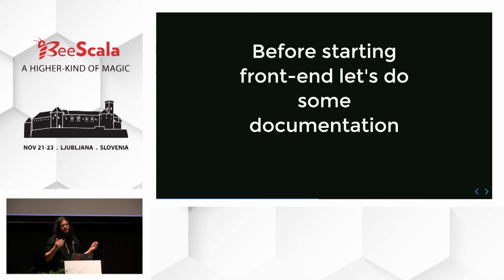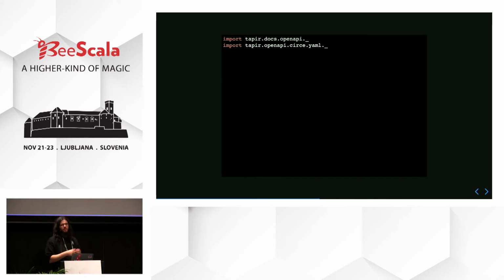Before I could start some front end, I would do some documentation. That's what everyone does before starting coding, right? And so Tapir also helps me with that. At first I import the OpenAPI and OpenAPI Circe YAML, which will help you to generate some documentation, as I'll show you. But first, in order to create some documentation that is actually nice, I have to add a few more things to my previous definition.